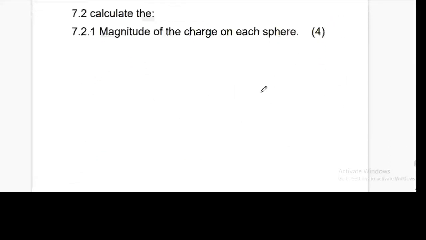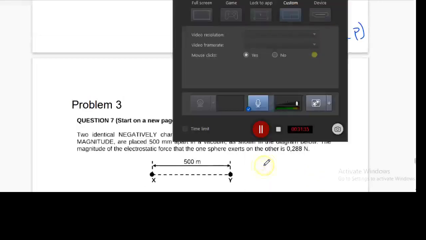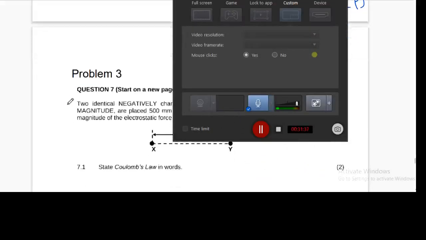So here's another problem, but I think it requires its own video as well.